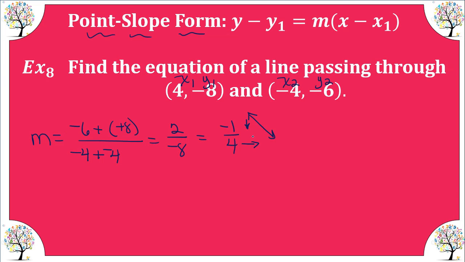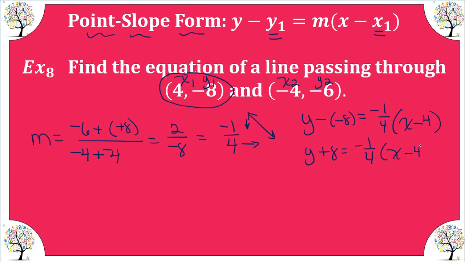Now, let's use point-slope form to find my y-intercept. First of all, I'm going to use this first pair to be my values for x1 and y1. So be careful as you're plugging in. Do not get in a hurry. So I'm going to have y minus my y1, -8, equals my slope that we just found of -1/4. Then we have x minus my x1 value of 4. This is point-slope form.